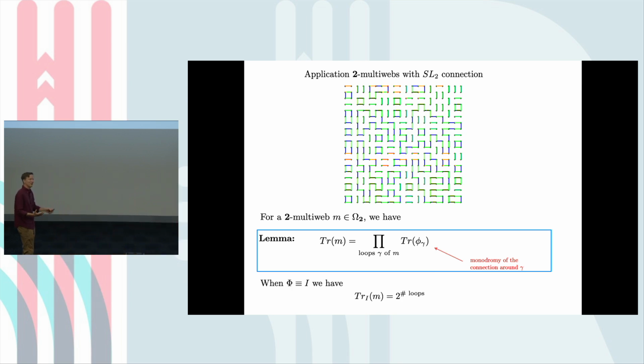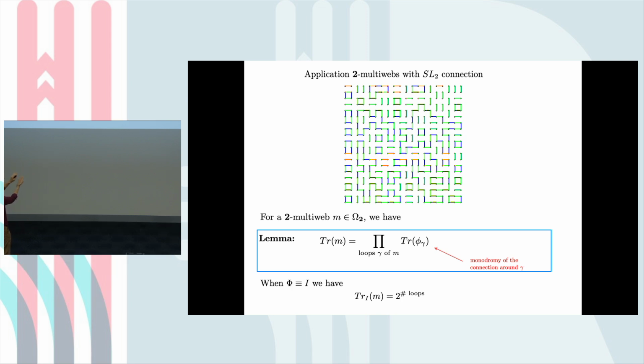Now, the application they started with was superimposing 2 dimer covers and seeing where the loops went. So let's do that. When I superimpose 2 dimer covers, I get a 2 multiweb. Every vertex has a 2-dimensional vector space, and there are 2 edges coming out of it, which may be the same edge. Kind of like here. So if I want a 2 multiweb, I should ignore the colors here. Just pretend like both colors are black.